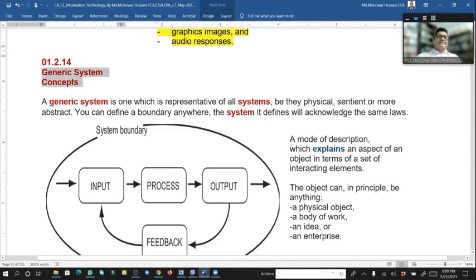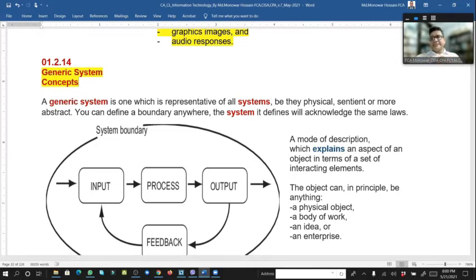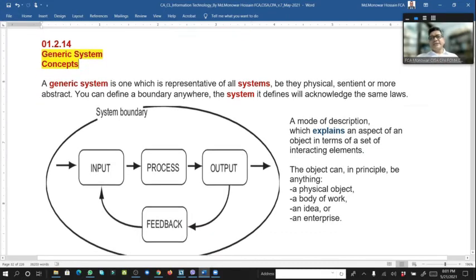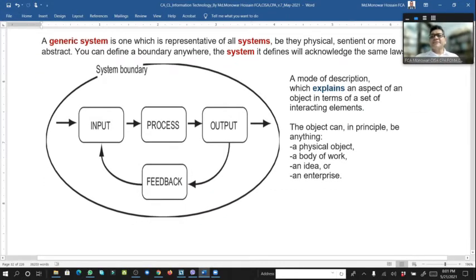The generic system concept. Generic means general, for all. A generic system is one which is representative of all systems, be they physical, central, or more abstract. You can define a boundary anywhere. The system defined will acknowledge the same law. A model describes and explains the aspects of an object.